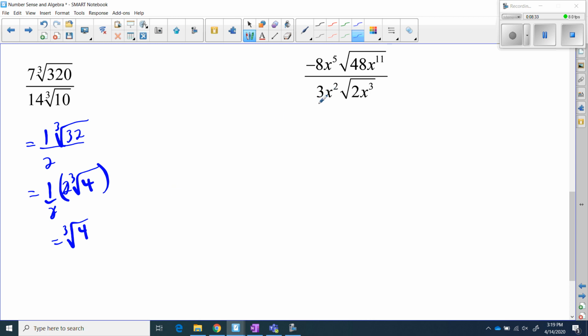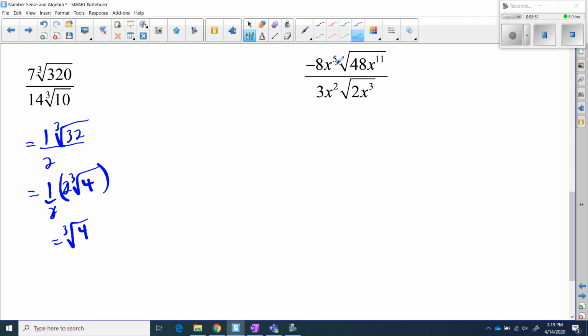Right, another one to look at here. So we've progressed a little bit. As you can see, we have coefficients. This time the coefficients have variables with them as well. And then we have our radicals. Well, let's look at what we can do here. So let's start with the coefficients.